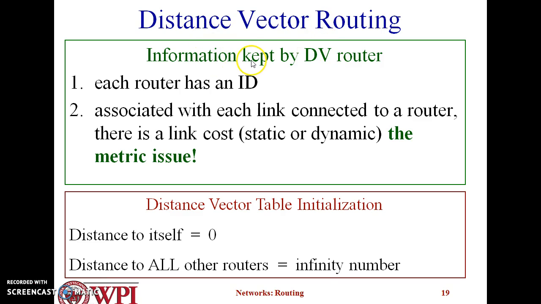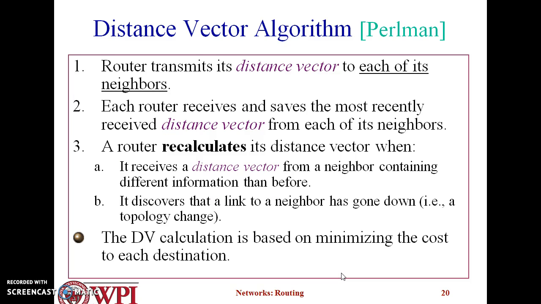Distance vector routing, the information kept by the distance vector router. Each router has an ID associated with each link connected to the router. There is a link cost, the metric. Distance to itself is 0, distance to all other routes is infinity. These are the steps involved in the distance vector algorithm.